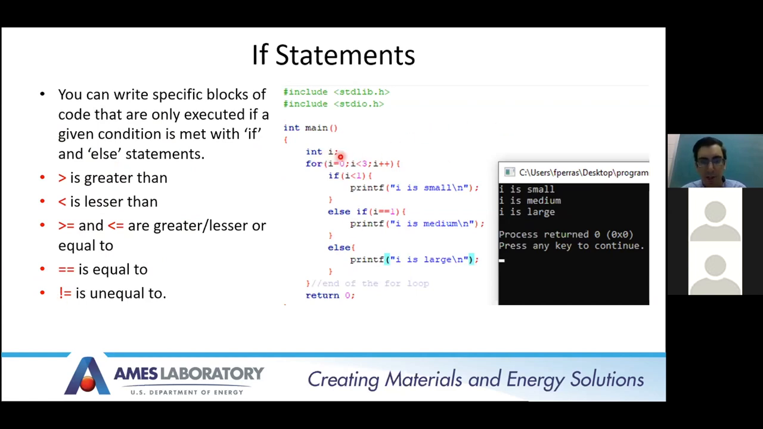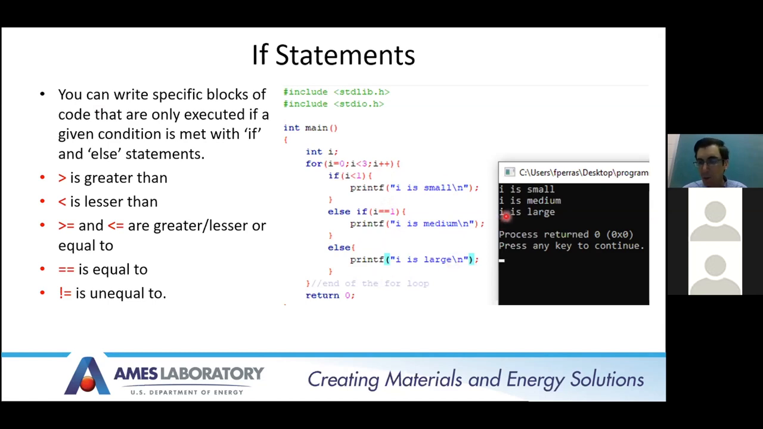So we declare an integer I. Then we have a for loop where I goes from 0 to 2, so 0 to less than 3. And within this loop, we say that if I is less than 1, it'll print the text "I is small" and then a new line. And if I is equal to 1, it prints out "I is medium". And if both of these conditions are false, it'll just print "I is large".